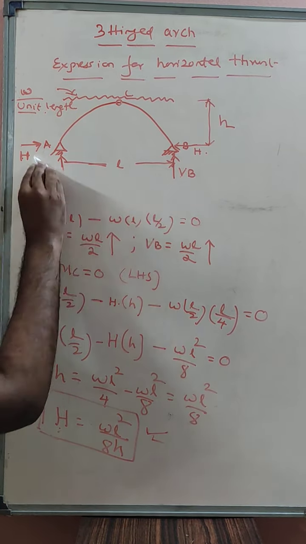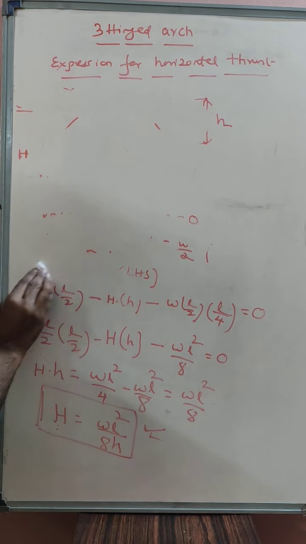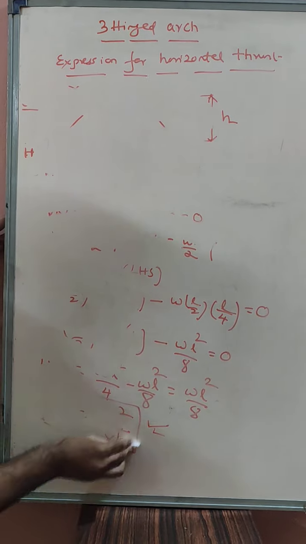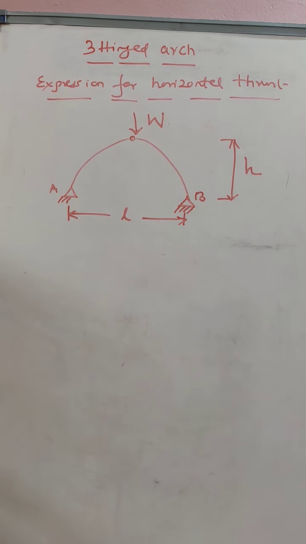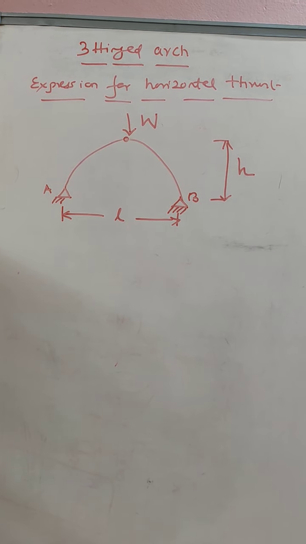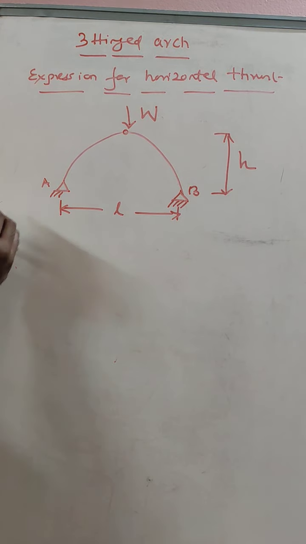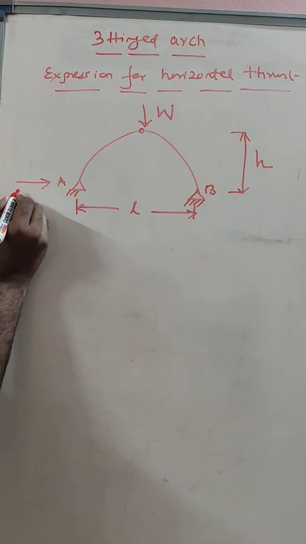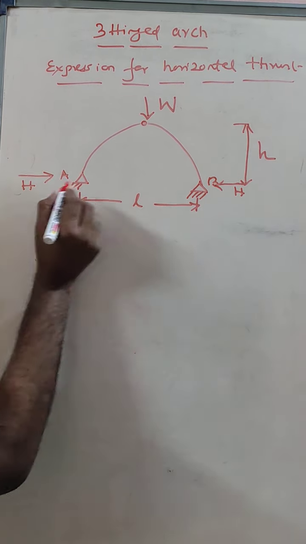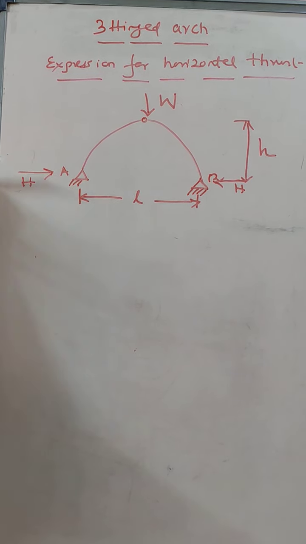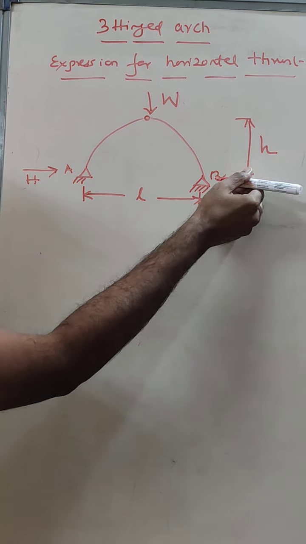Now let us take another example, where we will consider a concentrated load acting at the crown of the arch. So here let us find out the expression for horizontal thrust. This is the horizontal thrust that we need to find out. Always keep this in mind, horizontal thrust will not act in the upward direction, it will always act towards the support, horizontally, because it is a pushing force. This is also horizontal thrust.